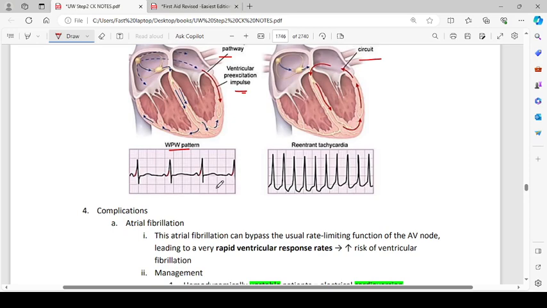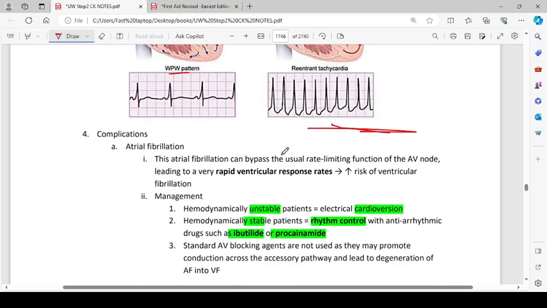If the impulses start getting re-entrant, if there is a re-entrant circuit that has been established, then it becomes re-entrant tachycardia, and then they look something like this. The complication of Wolff-Parkinson-White syndrome is atrial fibrillation. This atrial fibrillation can bypass the usual rate limiting functions of the AV node, leading to rapid ventricular response.